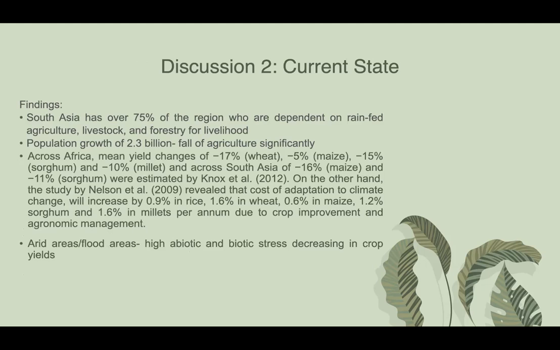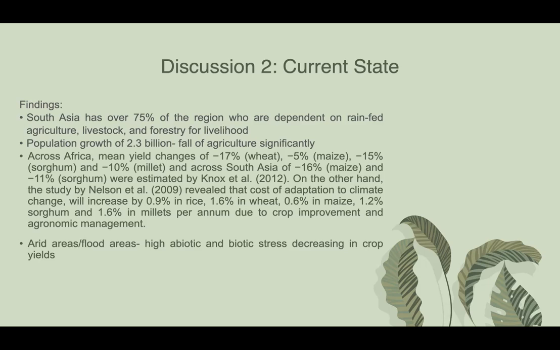My next discussion part is our current state. So due to these findings, South Asia has over 75% of the region who are dependent on rain-fed agriculture, livestock, and forestry for livelihood. So if that's over 75% of the region that are dependent on that, if we do not take control over our greenhouse gas emissions, CO2, or make adaptations, we will see a loss in a lot of produce, which will lead to transportation issues, causing major negative effects around the entire world.